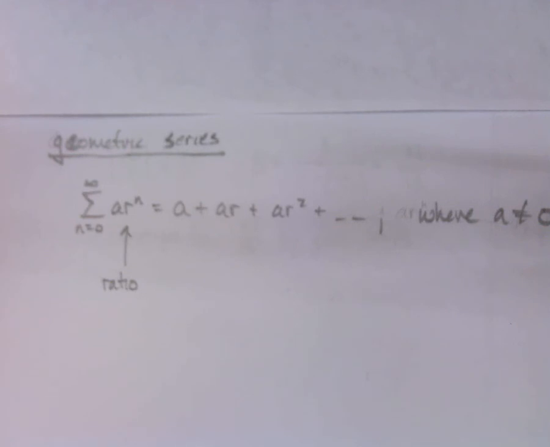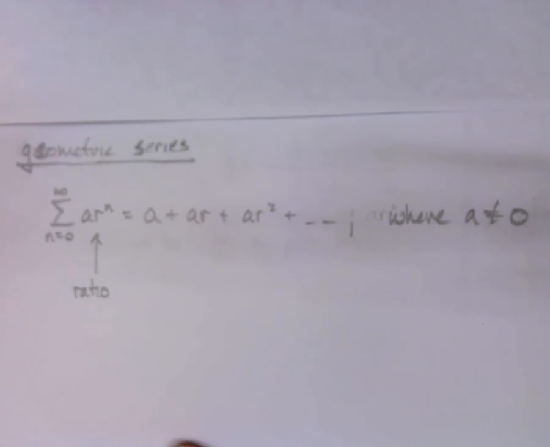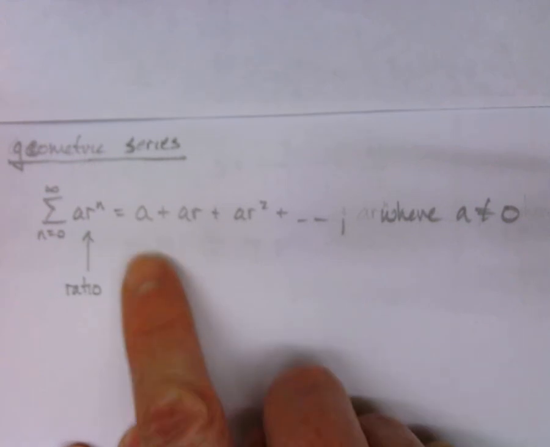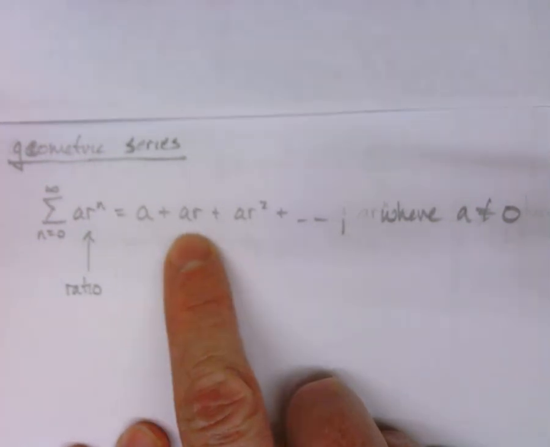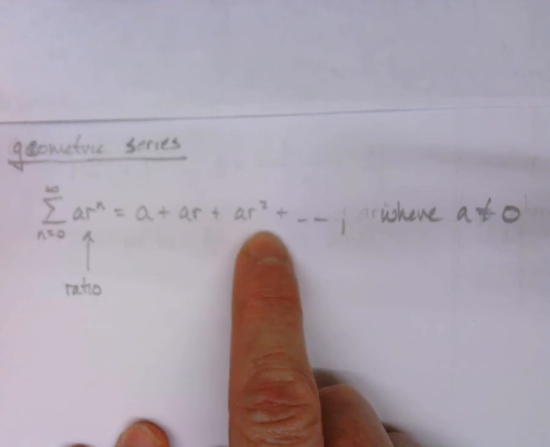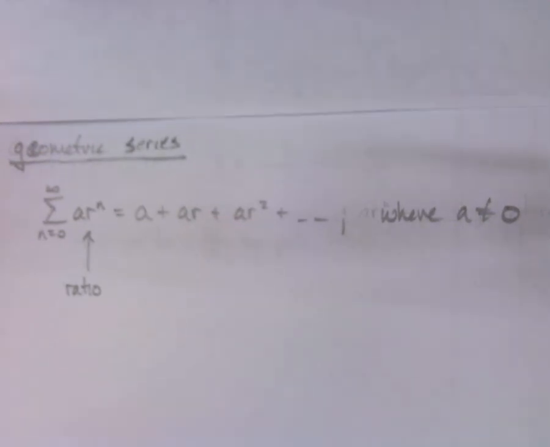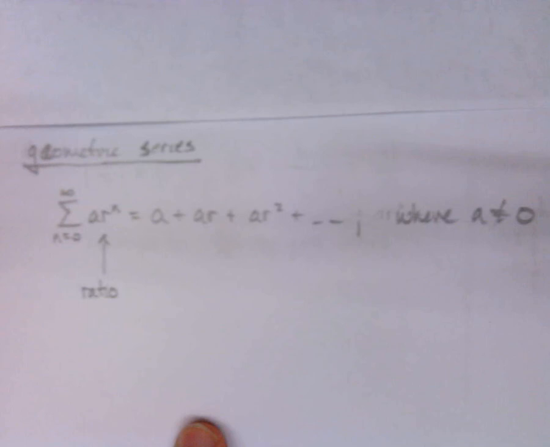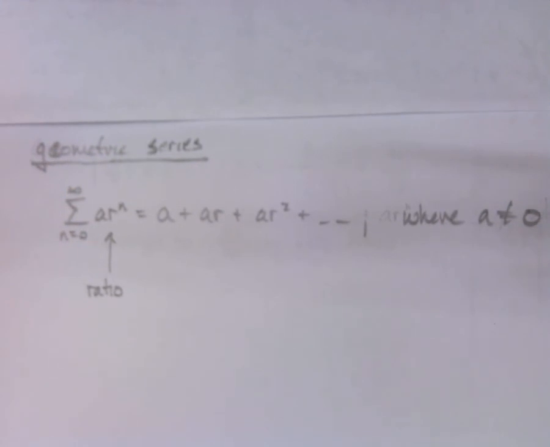So where do we get that word ratio? Well, if you thought about the first several terms, if we raise it to the 0 power, it would just give us a, to the first power, n equals 1, to the second power, n equals 2. So every time we're multiplying by r to get the next term. So the ratio between terms is r, you might say. One thing to keep in mind, a can never equal 0. That wouldn't be a very interesting series. They'd all just be 0. So, okay, the geometric series.